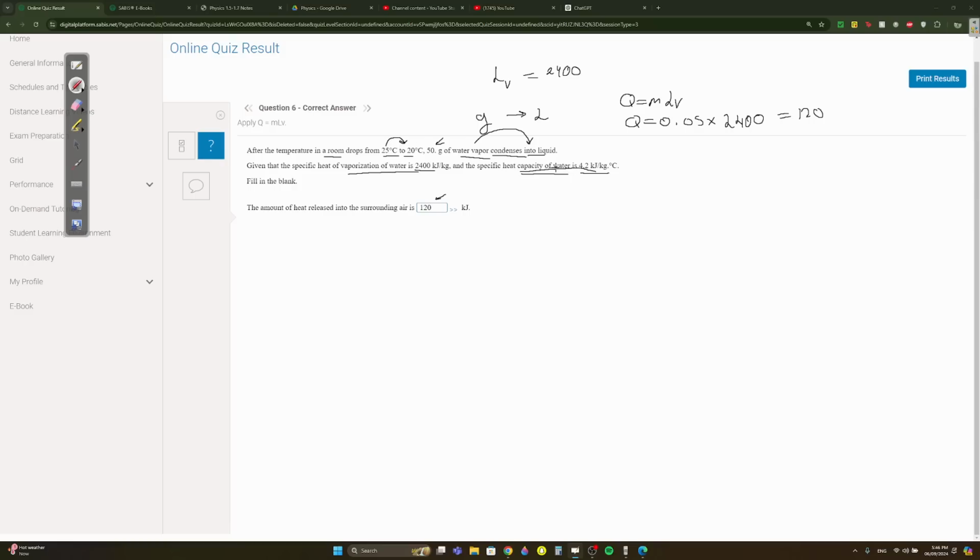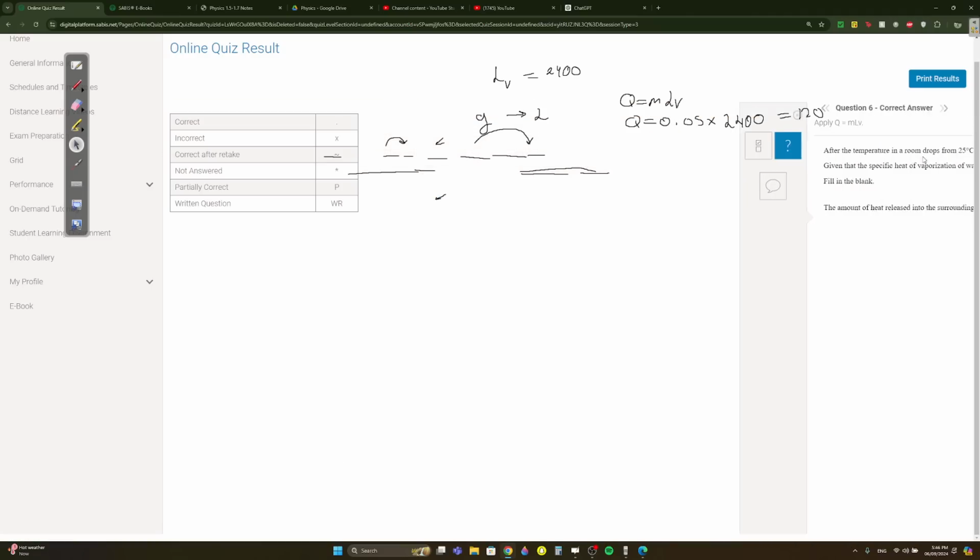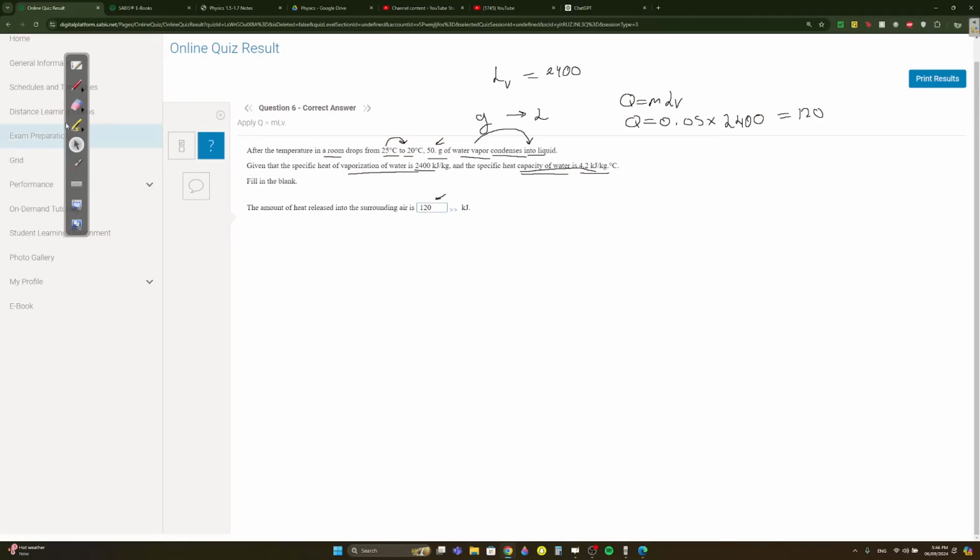But Walid, isn't it dropping from 25 to 20, and then they give you the specific heat capacity of water, so aren't you supposed to do M times C times delta T again with the 50 grams of water? I'm not going to lie to you, I got the question wrong because I was convinced you were supposed to do that. But after I read it for the 5th time, I realized that it's the temperature of the room that's dropping. They didn't say water. They said room. So pay attention to that.